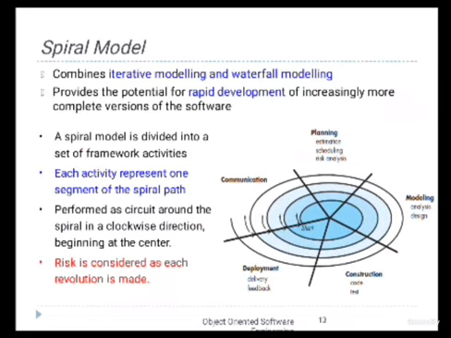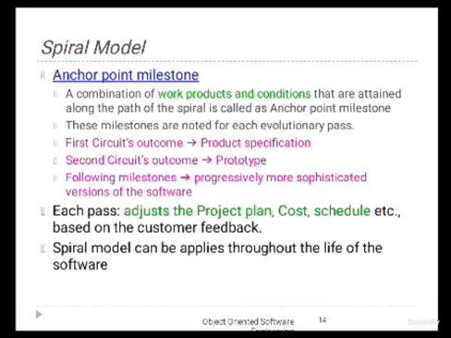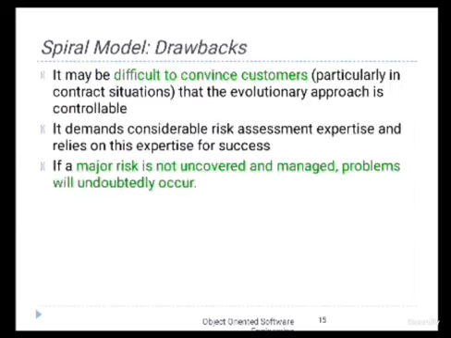The second evolutionary model is the spiral model. The spiral model combines iterative development with risk management. Development proceeds in repeated cycles called spirals. During every cycle, developers identify risk, develop improved versions, receive customer feedback, and update project plans. The spiral model is particularly suitable for large, complex, and high-risk software projects. However, it requires experienced project managers because risk assessment plays a very important role. It may be difficult to convince customers that the evolutionary approach is controllable. It demands considerable risk assessment expertise and relies on this expertise for success.